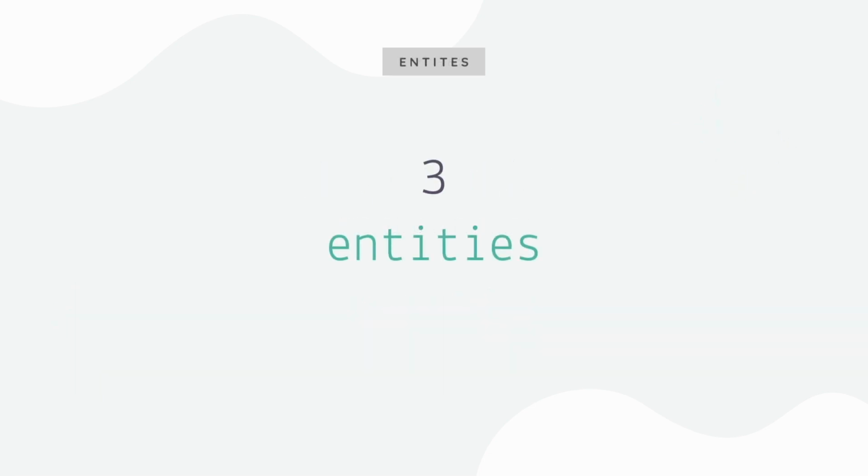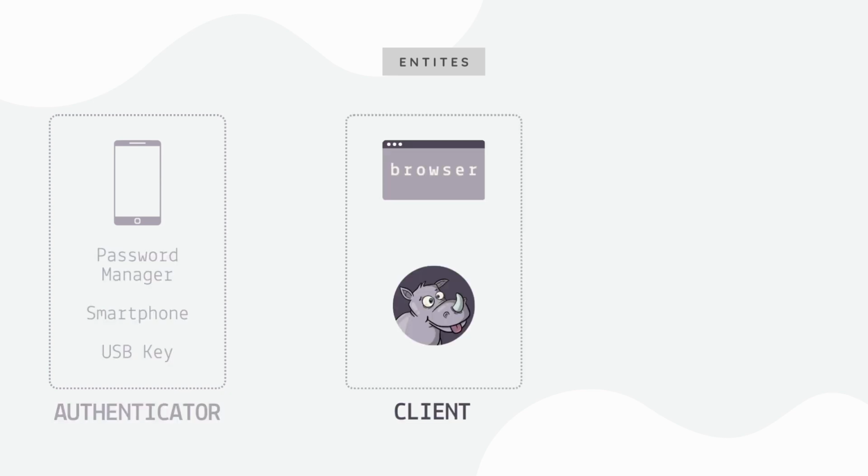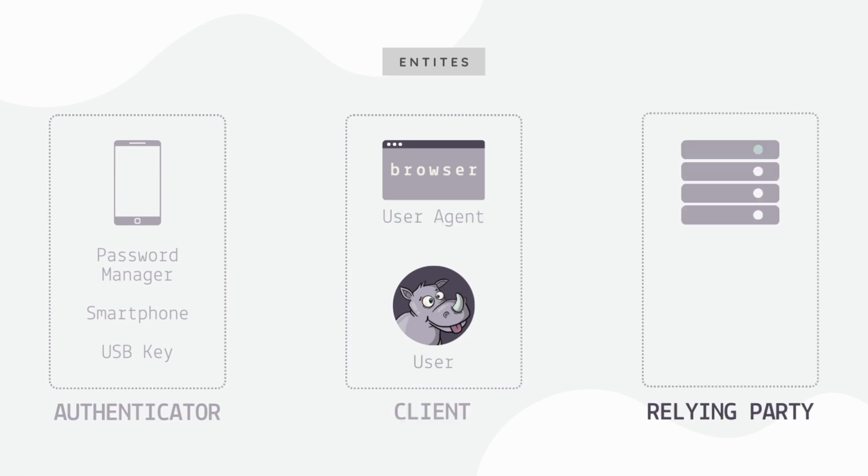During these 2 phases, there are 3 main entities involved. First is the authenticator, which could be a smartphone, a password manager, or a USB device. Next is the client, an example of which could be a user interacting with their browser. And finally, the relying party, which could be your own server or the server of another application that supports passkeys.